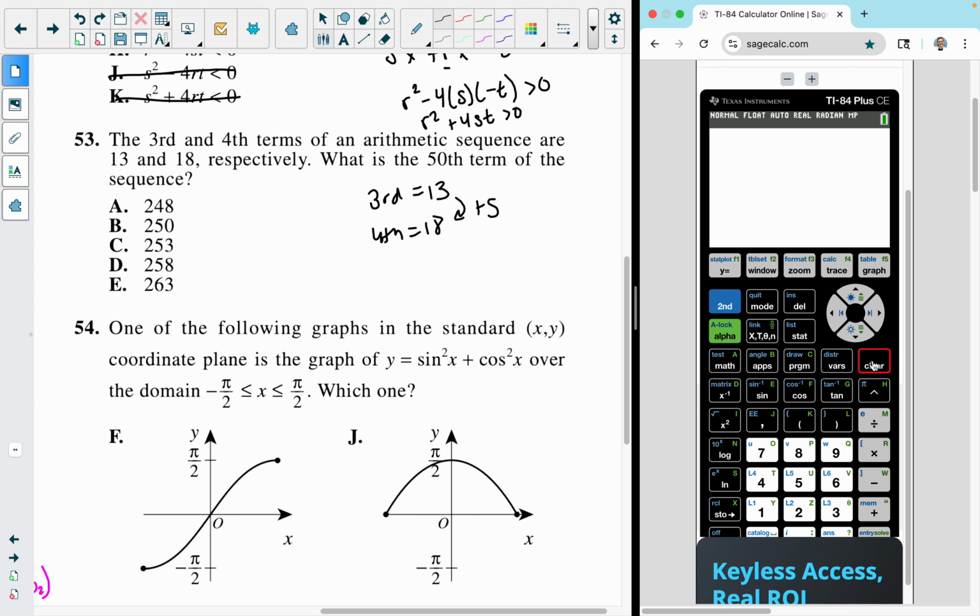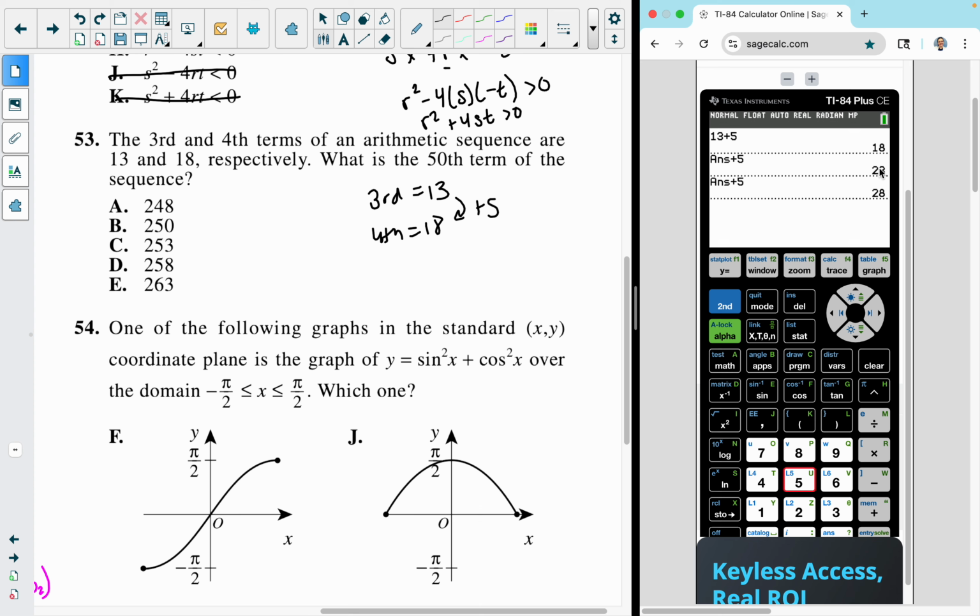So I'm just going to use my calculator to do the pattern. So I start with 13 and I add 5. So that gives me my third. So this is my third value, and this is my fourth value. So I'm going to add 5 again. This is my fifth. And because I've set a pattern here, my calculator has set the arithmetic sequence, I'm just going to keep going until I get to the 50th term. So again, this was the third, this was the fourth, this is the fifth. I'm going to press enter.